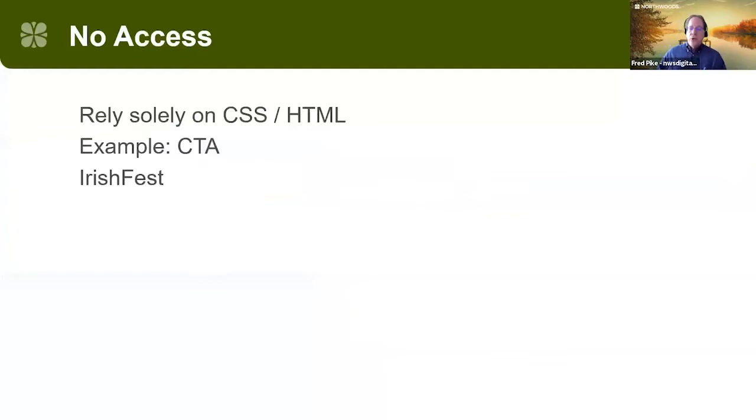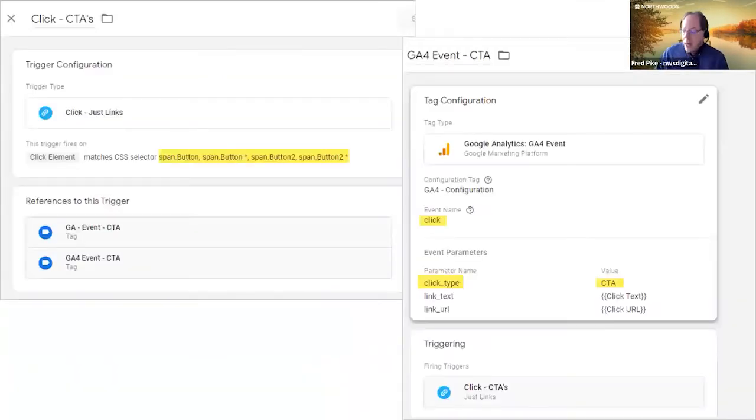If we go back to our presentation, I'm not going to go into GTM, but I'm going to show you what's happening in GTM. So the first thing is that I have a trigger which looks at the click element, that whole thing that I clicked on, and it matches a CSS selector of span.button or span.button, anything below that, that's what the asterisk means. And in Irishfest's case, they also have, for different sets of buttons, they call them button 2.